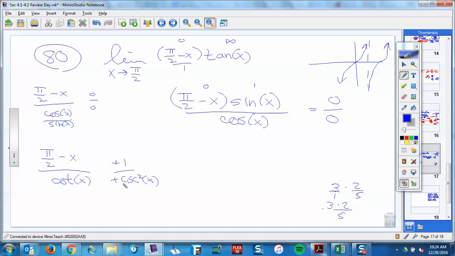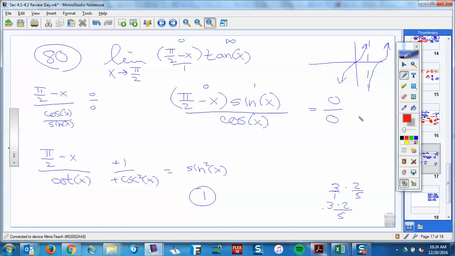Now that cancels that, and what's 1 over cosecant squared? That's actually the same as sine squared, because cosecant's reciprocal is sine. And so now I plug in a pi halves, sine of pi halves is 1, 1 squared is 1. So I actually like that, although I don't like your idea of doing the quotient rule, but it would work. It would just be messier.